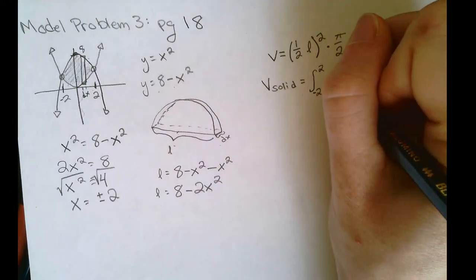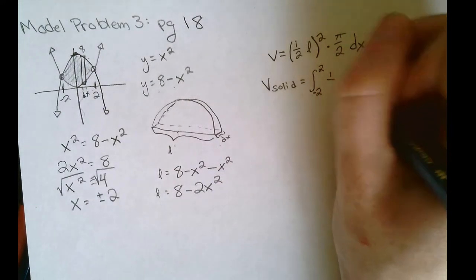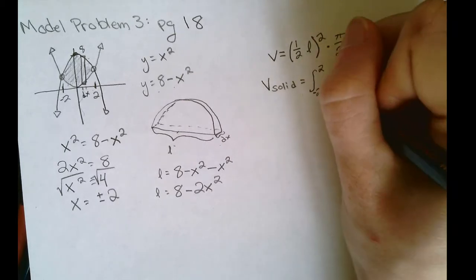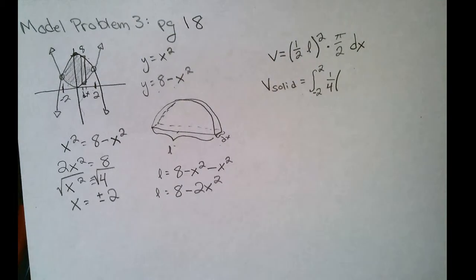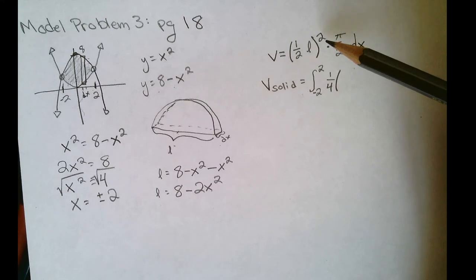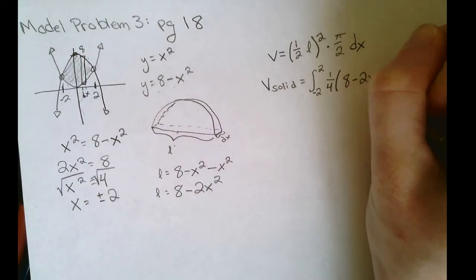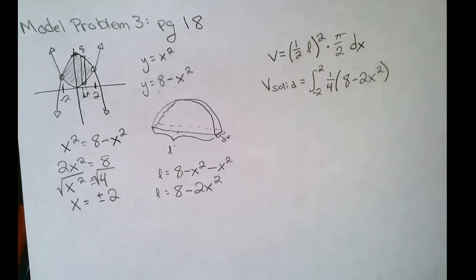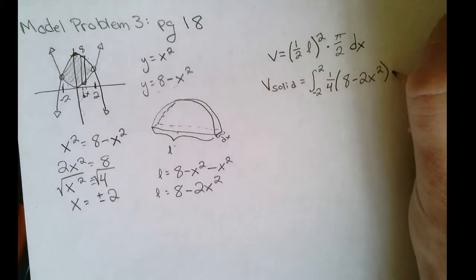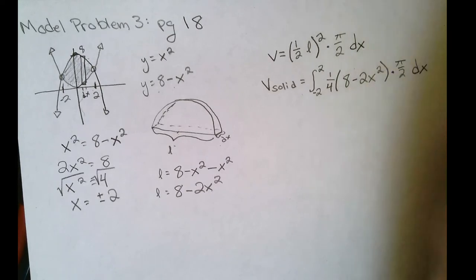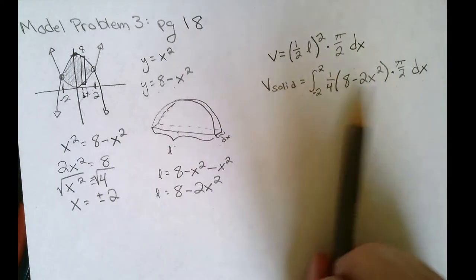So we have a 1/4, because that's the 1/2 squared. So I'm going to pull that out. And then L squared in this case here is 8 minus 2x squared. Then we have that other pi over 2 dx. Well, since these are both constants, I can combine those in my next step. I'm also going to expand this.